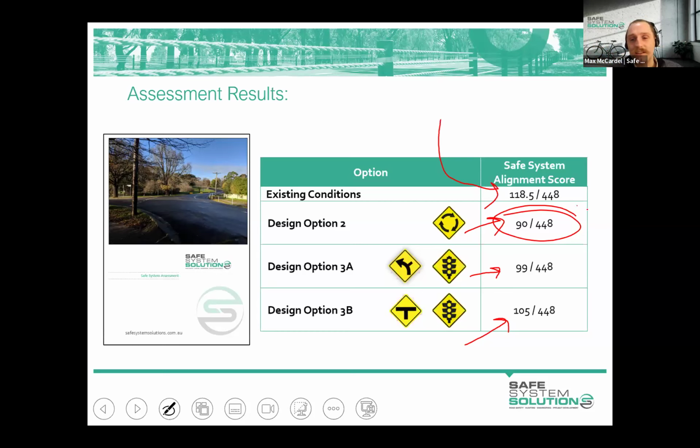The other thing to note is that all of the designs that have been analyzed are improving things because they all have lower scores than the existing conditions. So all of them are showing merit in terms of their safety benefit. So that's also a good thing to see. You don't always get that. Sometimes there are proposals that are making things worse.